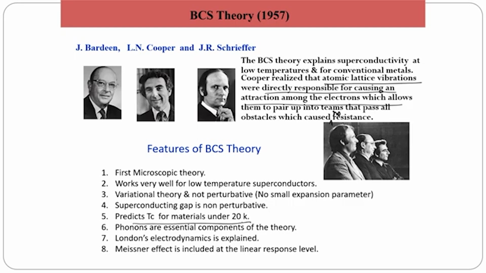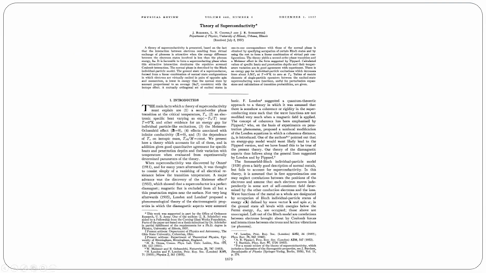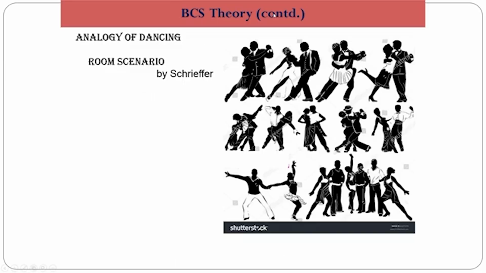It predicts Tc, which is typically under 20 Kelvin or around 20 Kelvin at most. Phonons are important, as we have said. It explains London's electrodynamics, the Meissner effect, etc. Everything is explained using this BCS theory. This is the paper of BCS. You see that it's 1957, so that's the date of this. It's published in Physical Review.